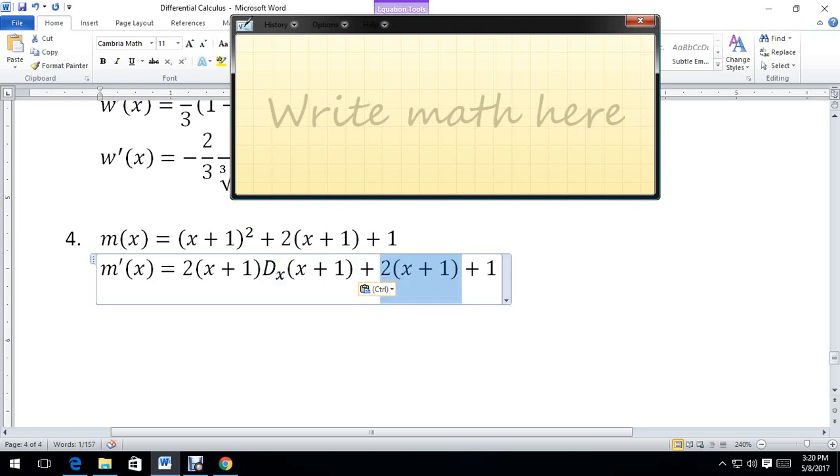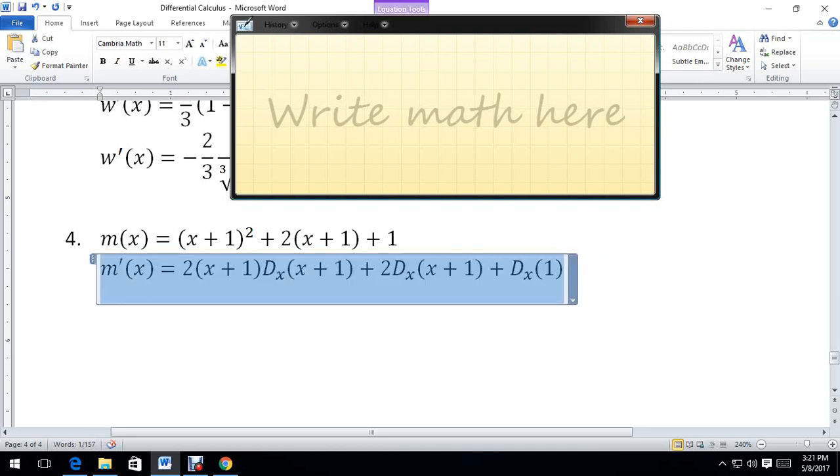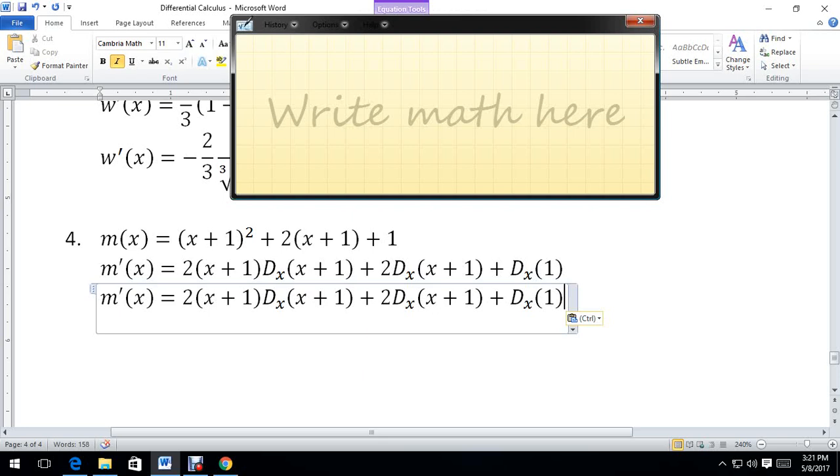Now, for the rest of the expression, we have 2 times x plus 1. This is supposed to be a quotient, but this 2 here is simply a constant. So what we can do here is simply get the derivative of 2 of x plus 1 multiplied by 2, then plus the derivative of 1. Alright, the derivative of 1. Okay, so let's try now to perform the actual derivative.